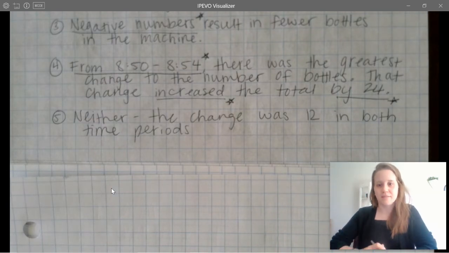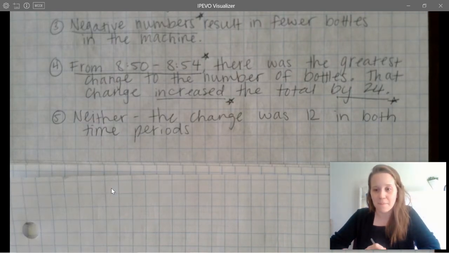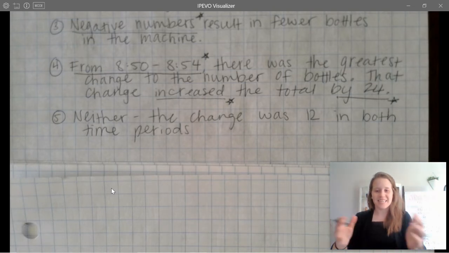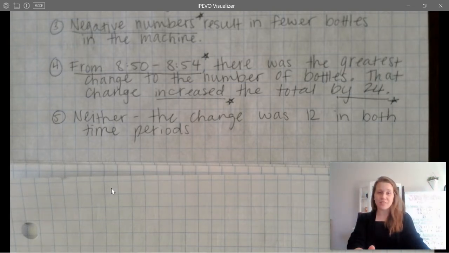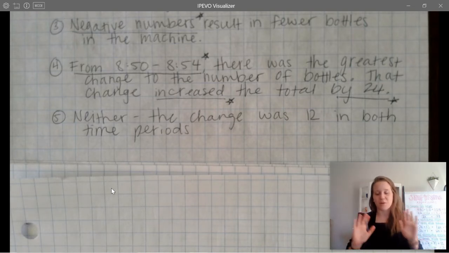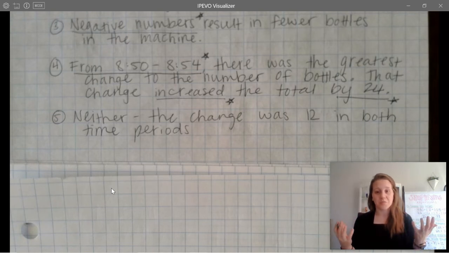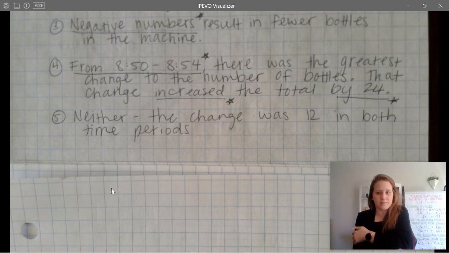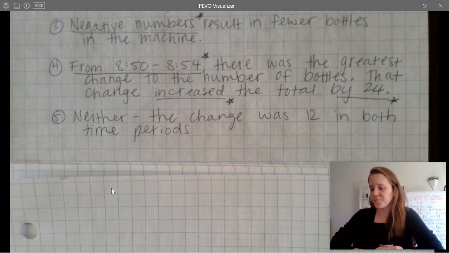Number 5, neither. The change was 12 in both time periods. Okay. Now, did the exact same thing happen in those two time periods? Absolutely not. In one of them, 12 bottles were put into the machine, and in one, 12 were taken out. But the change in the total of bottles was the same, positive 12, versus the negative 12 change.